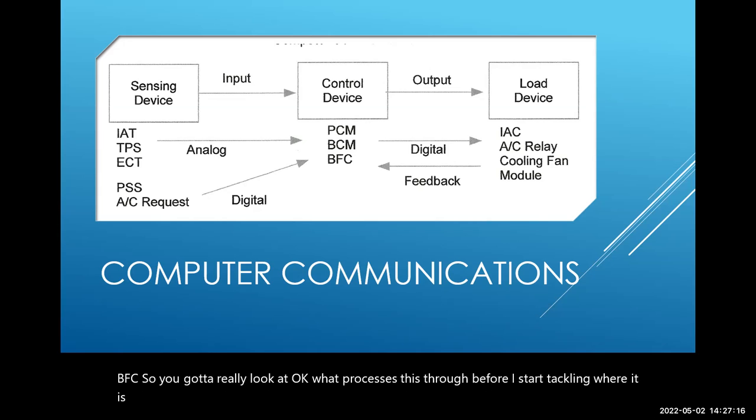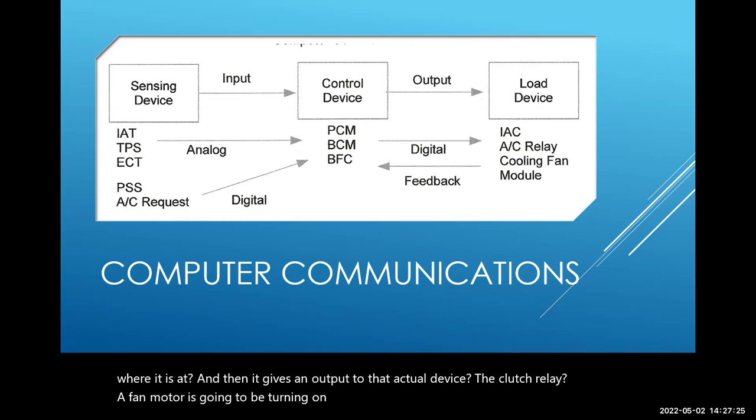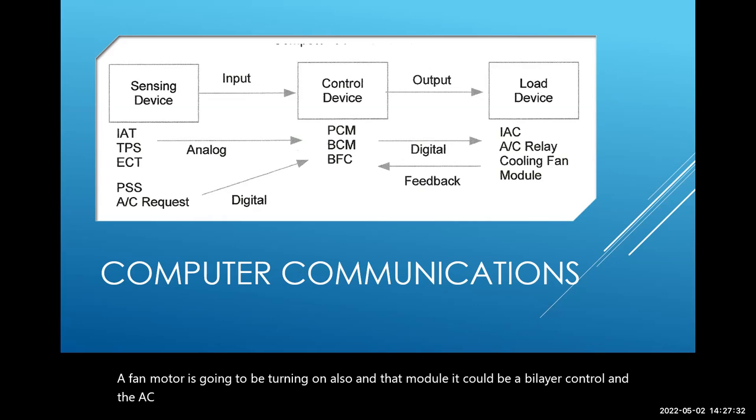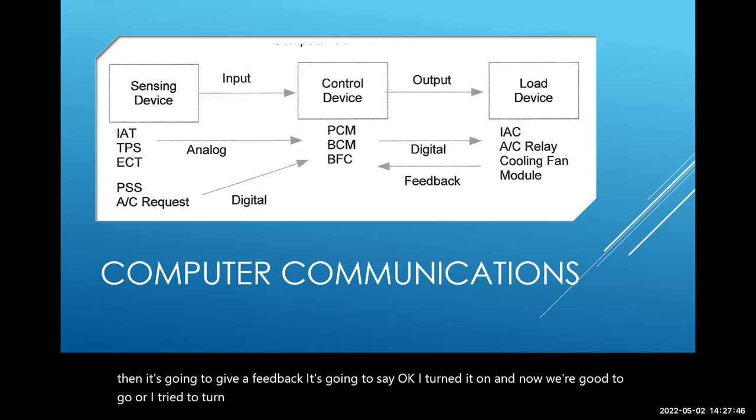And then it gives an output to that extra device, like the clutch relay. A fan motor is going to be turning on also, and that module could be a relay control. The AC relay and the cooling fan relay could all be one device or individual devices. And then it's going to give a feedback. It's going to say, okay, I turned it on and now we're good to go, or I tried to turn it on, but it didn't come on. And some vehicles will actually set a code for that.